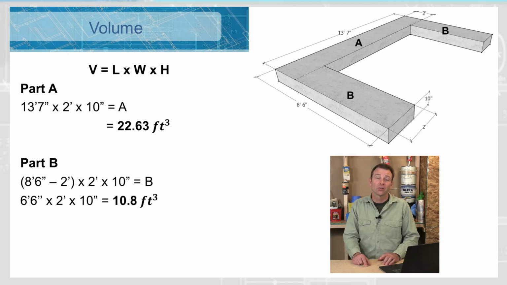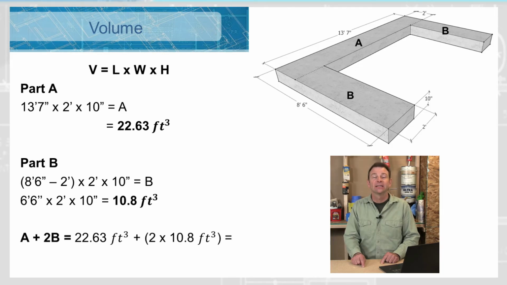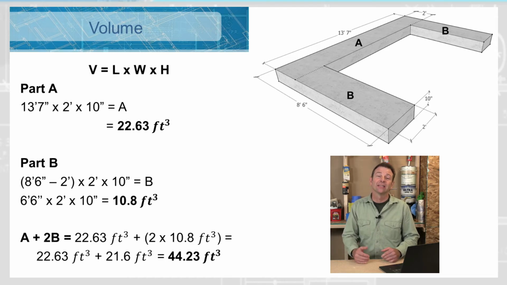We're then going to multiply part B times 2 to cover both of those parts, and then add that to A. So that's going to be 22.63 cubic feet for part A plus 2 times 10.8 cubic feet for parts B. That's going to give us 44.23 cubic feet total for this entire irregular shape.